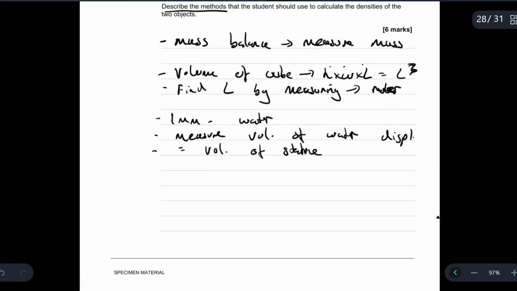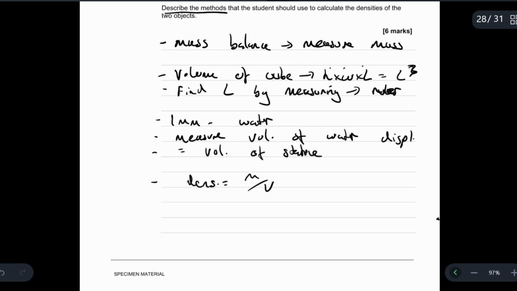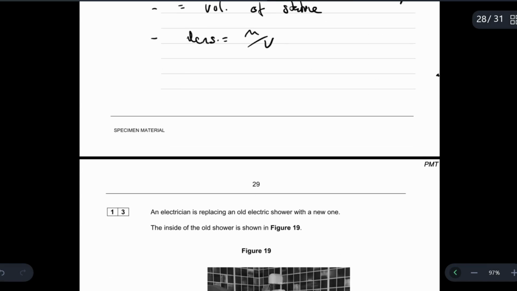And once you've got the volume of your cube, you've got the volume of your statue, and you've got the mass which you found at the beginning, then you want to use the equation: density is equal to the mass over volume, and so you just plug that in to find your density. Okay, and so that should be enough.